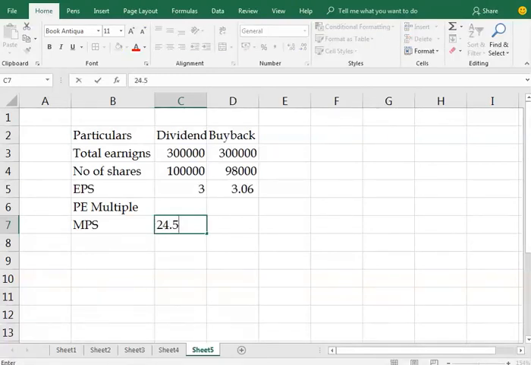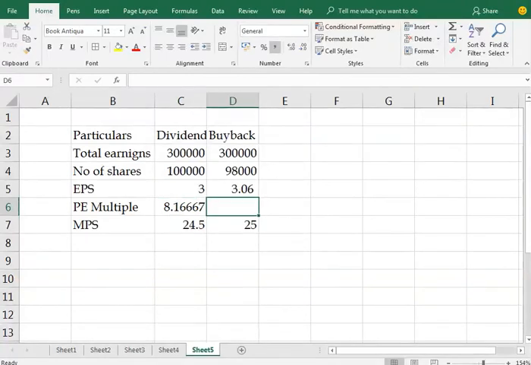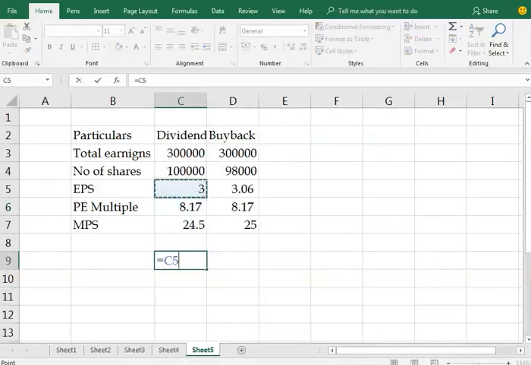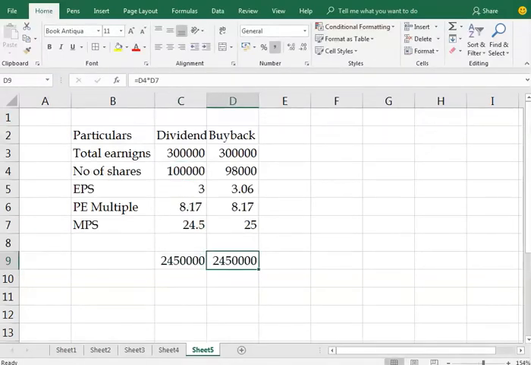P multiple and MPS. MPS in case of dividend is 24.5. In case of buyback, it will continue to be 25. Your P multiple remains the same whether you are doing this or the other one. Whether you are doing dividend payout or buyback, the value of the firm remains the same. In short, the value of the firm is not 1 lakh into 24.5. The value of the firm is 3 lakh into 8.17.